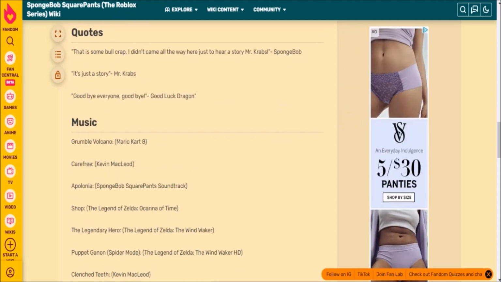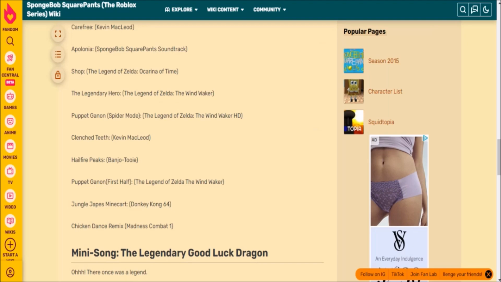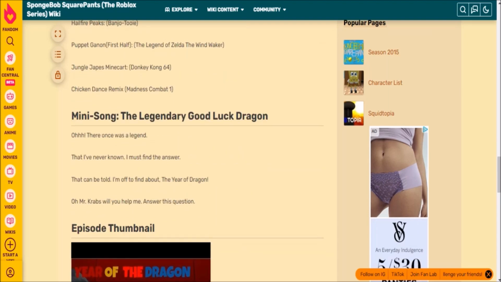Grumble Volcano, Carefree, Apollonia, a Shop, the Legendary Hero, Puppet Ganon, Spider Mode, Clenched Teeth, Hailfire Peaks, Puppet Ganon First Half, Jungle Japes Minecart, Chicken Dance Remix, Mini Song, The Legendary Good Luck Dragon.